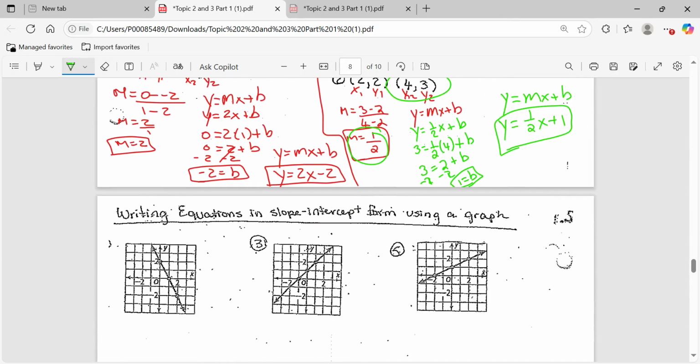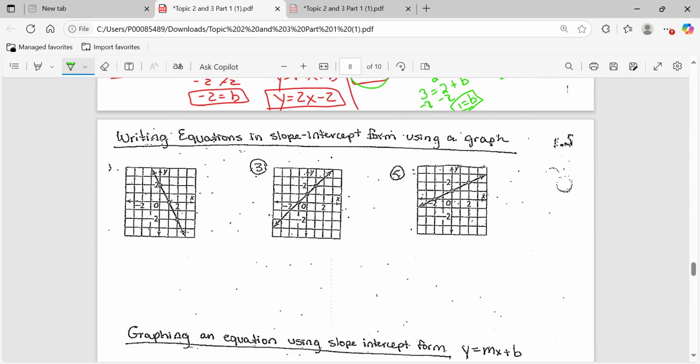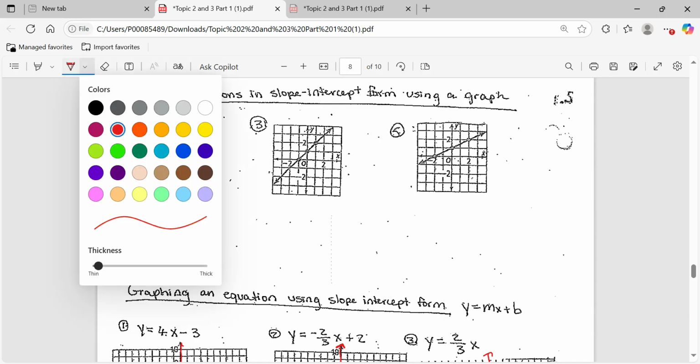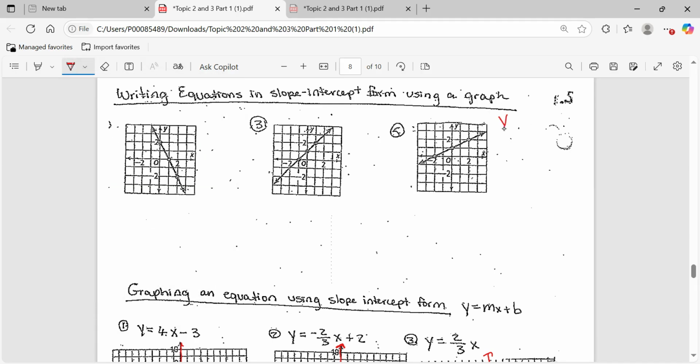So now let's write an equation in slope-intercept form from a graph. If it's in slope-intercept form, again, that formula, y equals mx plus b. Say it with me. Y equals mx plus b. That means you need 2 things. You still need the slope, and you're going to need the y-intercept.